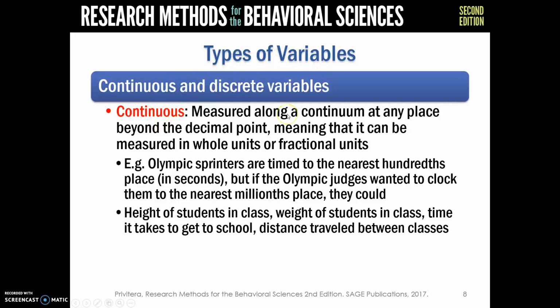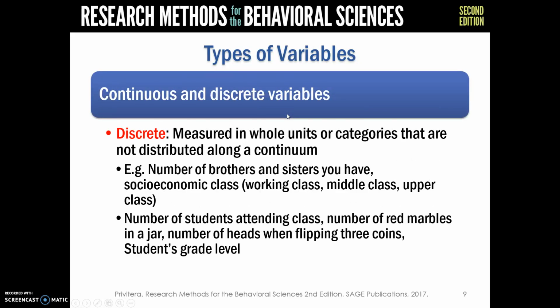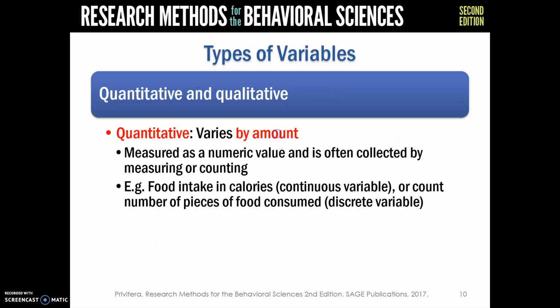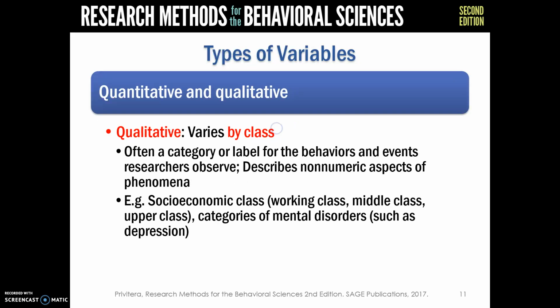Different types of variables. There's continuous versus discrete. Okay, I want you to look at those definitions. They actually gave examples as well for both of them. There's a difference between quantitative and qualitative. Okay, quantitative is what you could measure, an actual amount. Qualitative is more like labeling and categories and things like that.